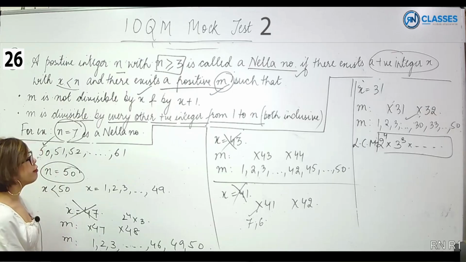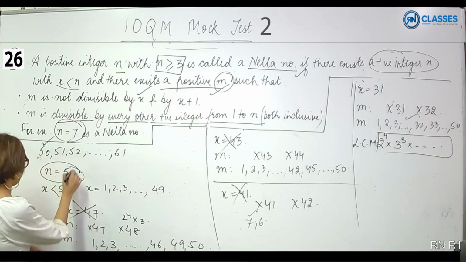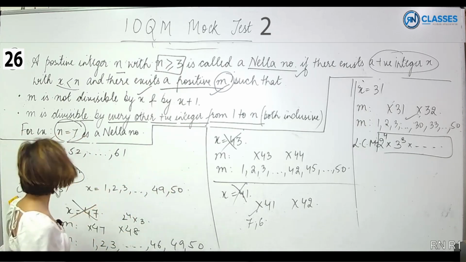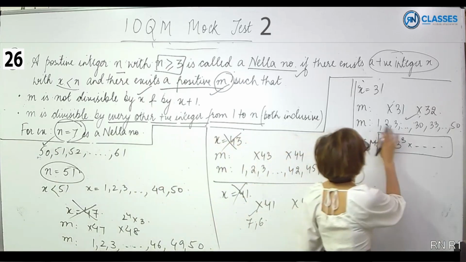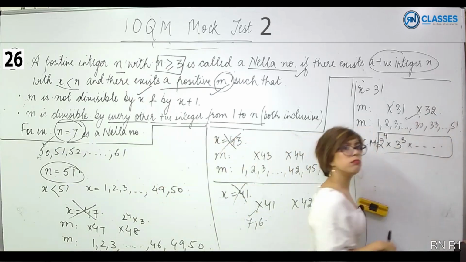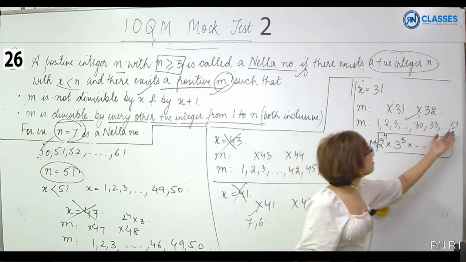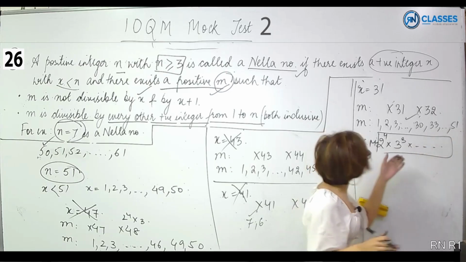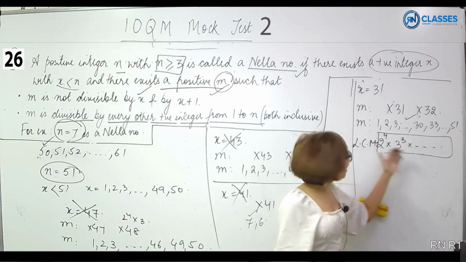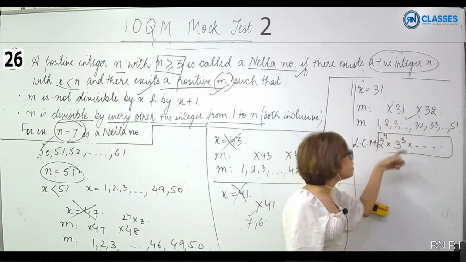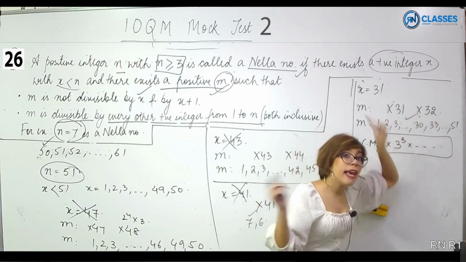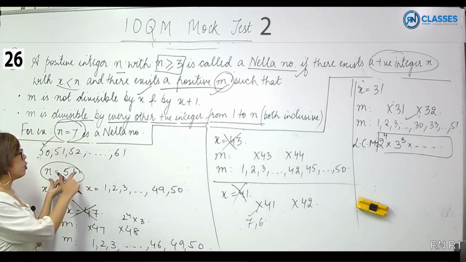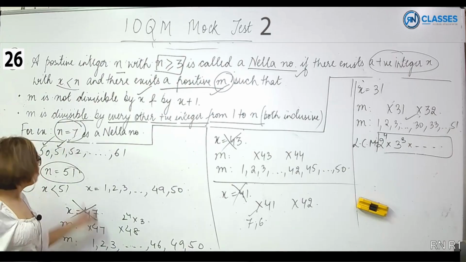Let me check for N equal to 51. M should be divisible by 1, 2, 3, and let me go on to 51. Absolutely fine, because 51 is nothing but 17 into 3. 17 is covered, and 3 is already covered. Again, my LCM will look something like this. This number is not divisible by 31 and not divisible by 32. Again, I have the existence of a number x, so N equal to 51 is a Nella number. Let me check for 52.